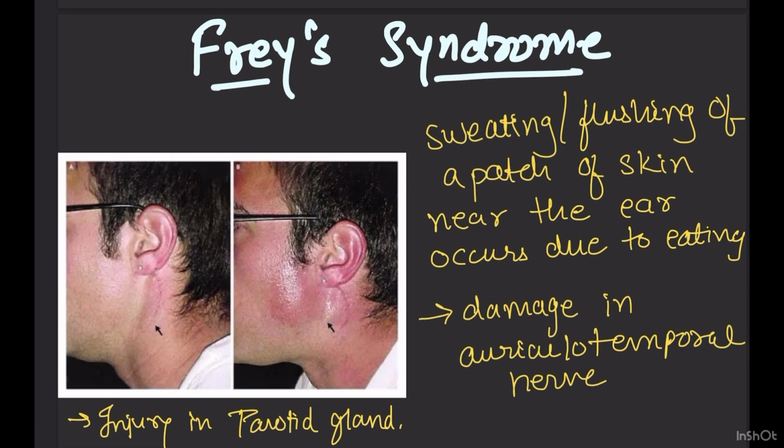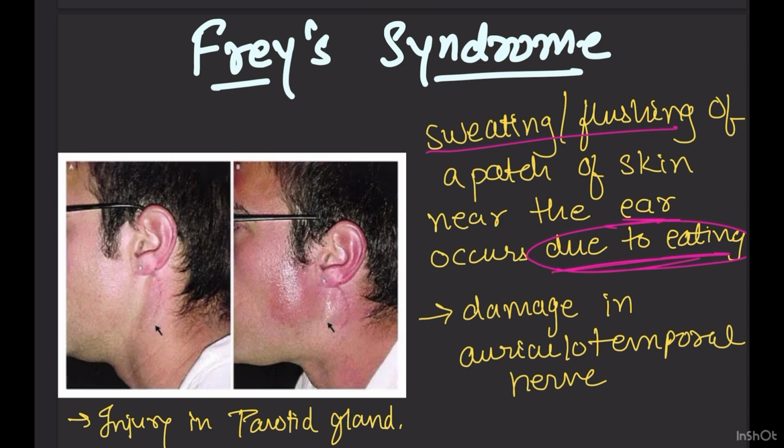Then Frey syndrome. Frey syndrome is sweating and flushing of a patch of skin near the ears that occurs due to eating. Sorry, I forgot this one. What is Frey syndrome? Frey syndrome means sweating and flushing of a patch of skin. You can see here the skin, which leads to sweating. When it occurs, the main point is that it occurs during eating. Sweating and flushing during eating near the ear.